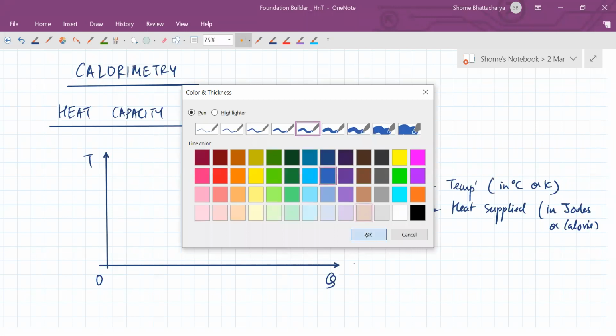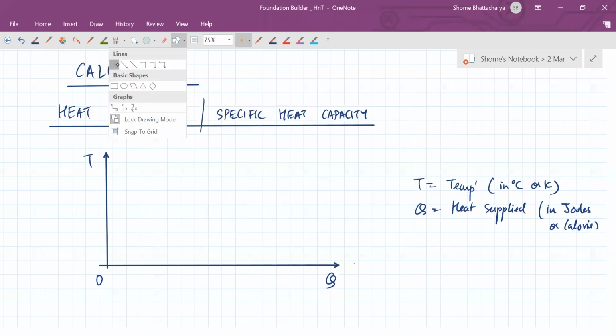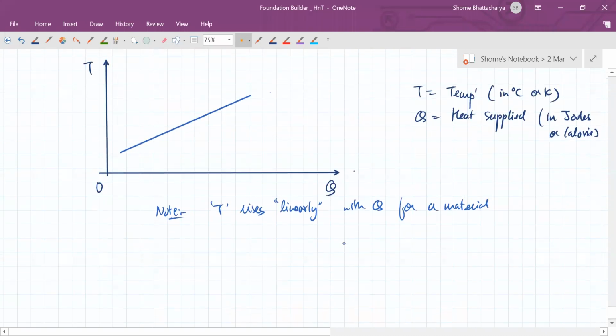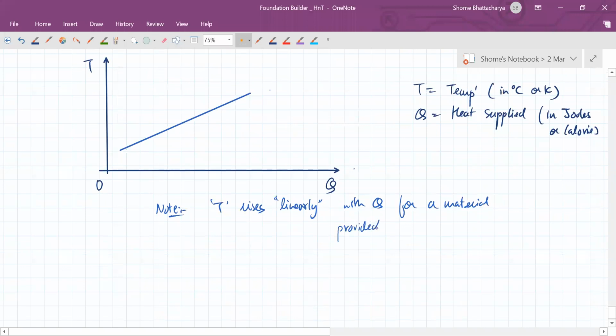So generally what we observe is that this is the type of graph that we get in a situation for temperature rises linearly, like a straight line, that is with heat supplied, for a material provided there is no state change.